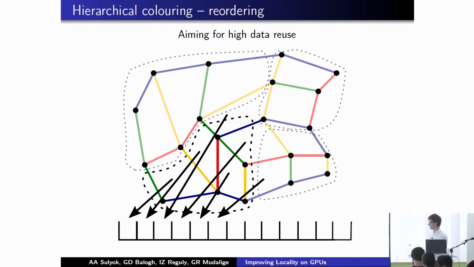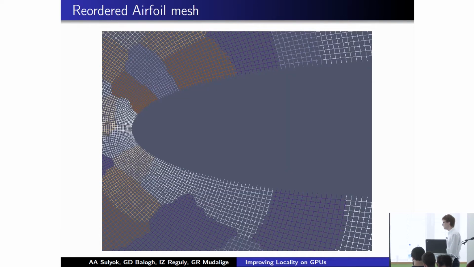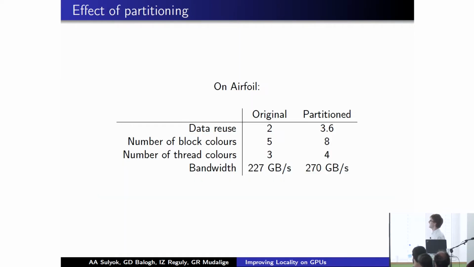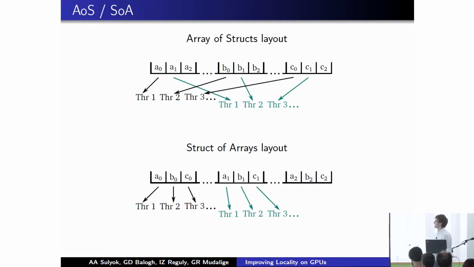And that means a smaller amount of data needs to be loaded. And we can see that the blocks in the airfoil mesh now look much nicer and much bulkier, with much more data reuse. This means that the data reuse increased from 2 to 3.6, and the bandwidth also increased by 40 gigabytes per second.